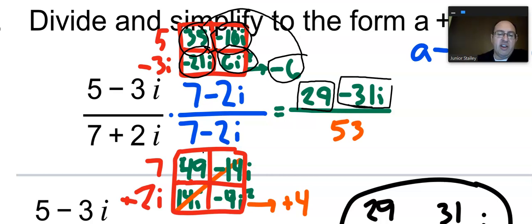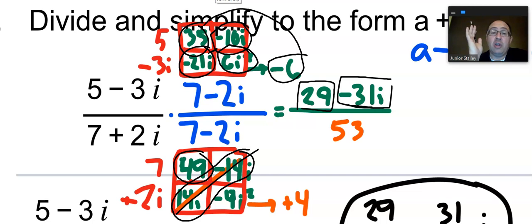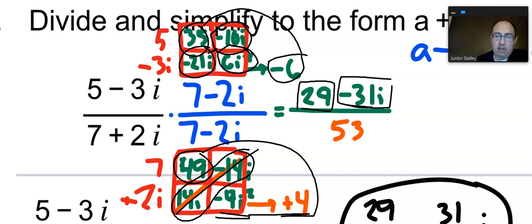On the bottom, 7 and 7 is 49. Now, I want you to notice something here with your i's. You got a positive 14i and a negative 14i. I crossed them off. They always cancel out. See, that's what you were trying to get. You wanted that to happen in the first place. So, exactly what we wanted. No i's in the denominator. Down here we have negative 4i squared, which we know is positive 4. And 4 plus 49 makes 53.